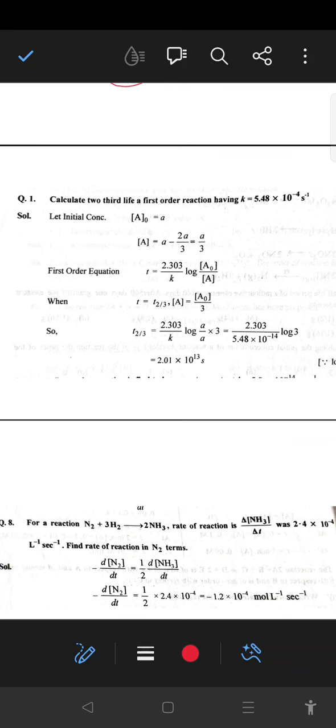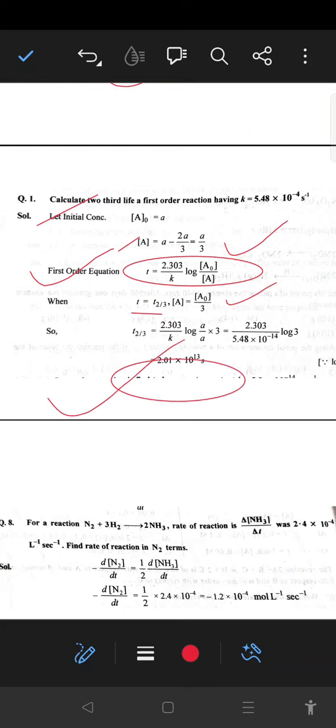So next question: calculate the 2/3 life of a first order reaction having rate constant given. Let the initial concentration be a, and final concentration a minus 2a over 3, that is a by 3. So by using the first order equation, t is equal to 2.303 over k log a naught over a. So put t equal to t 2/3 and a equal to a naught by 3. So value put करके जो solve करेंगे, so t 2/3 का आंसर आ जाएगा.